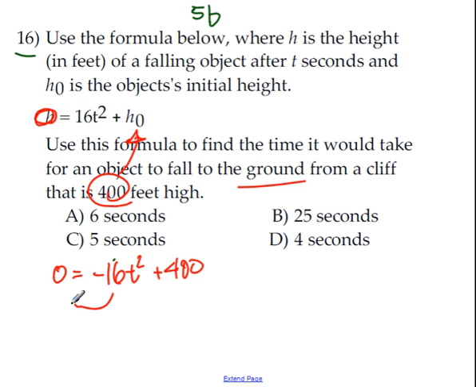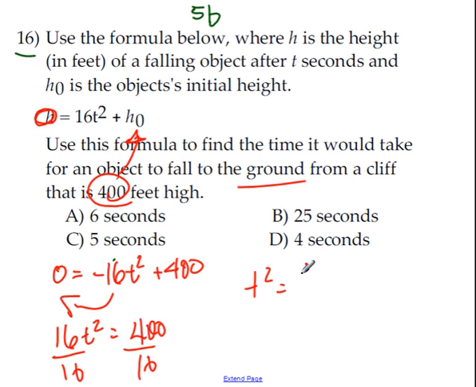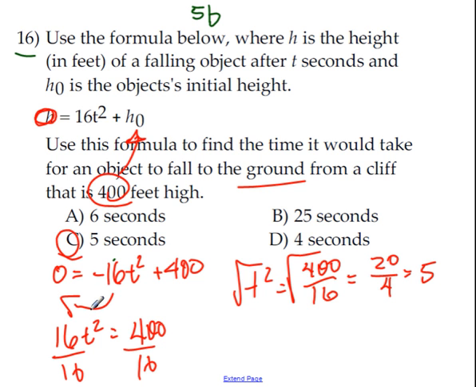But we're going to add our 16t squared over to the other side, so we get 16t squared equals 400. We're going to divide by our 16, so we get t squared equals 400 over 16. You don't really need to do this division because we're going to take a square root. Square root of 400 is 20 and square root of 16 is 4. And again, since we're talking about a time, we're not going to worry about the plus minus because the minus doesn't make sense. And 20 divided by 4 makes 5. So there's our answer there at C. It takes about 5 seconds for, I didn't even read what it was, just an object to fall down to the ground.